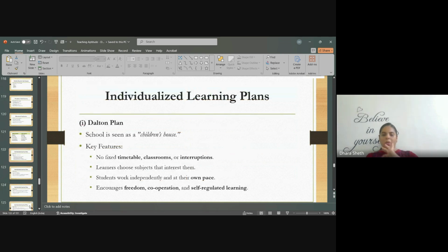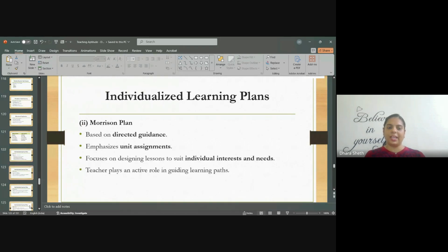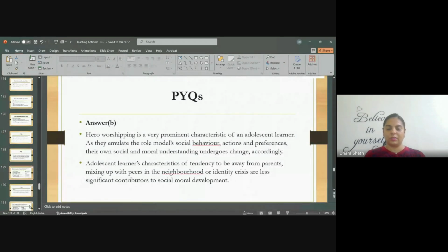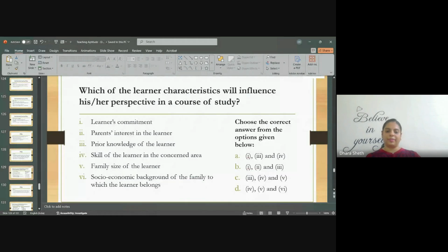This is one small last concept which is related to learning. I think we will take it after previous year questions because there's too much teaching right now. We'll take that concept at last. Just a few previous year questions and we can end this session. So which of the learner characteristics will influence their perspective in a course of study?